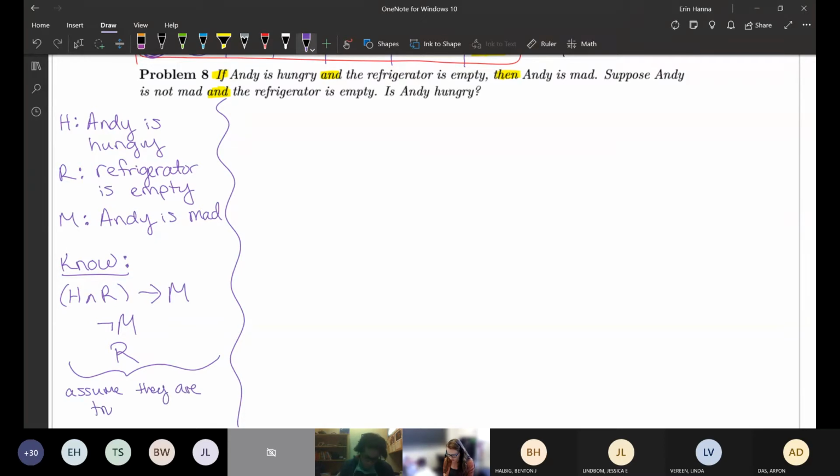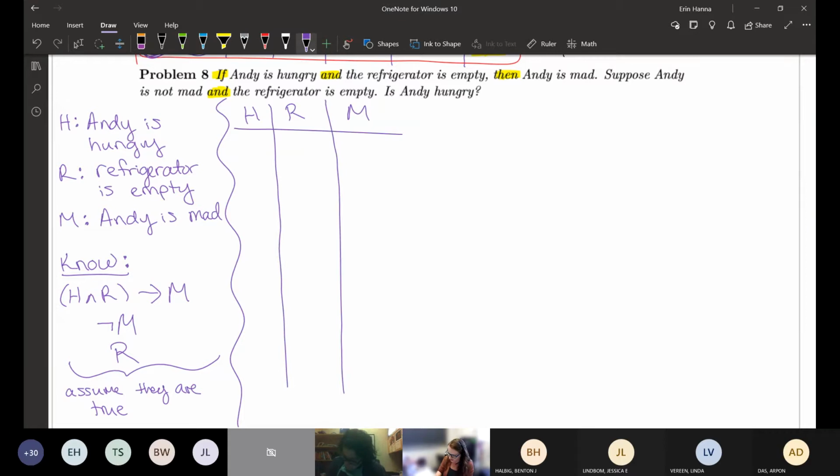So now what we need to do is create that really big, long truth table and then select the correct rows that have all of those things being true. So we have an H, an R, and an M, and it's going to be 8 rows, so I need a lot of space. And that's a very bad line.